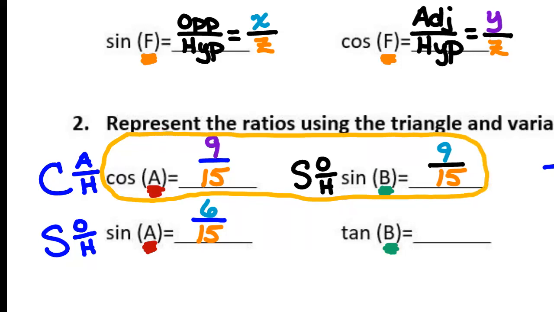What do you notice about those two fractions, those two ratios? They are exactly the same. Yeah, 9 over 15, 9 over 15. How can that be? One of them is cosine, the other one is sine. Why did they come out to be the same? We're standing at a different angle. When I'm standing at angle A, the side that is opposite angle A is the one that is adjacent to angle B. So the sine of one angle is going to be exactly the same as the cosine of the other non-right angle in that triangle.